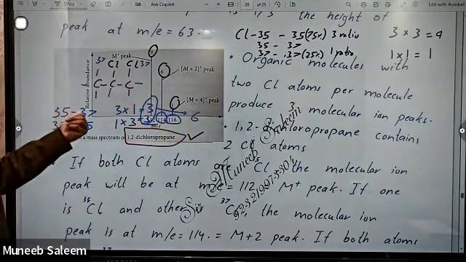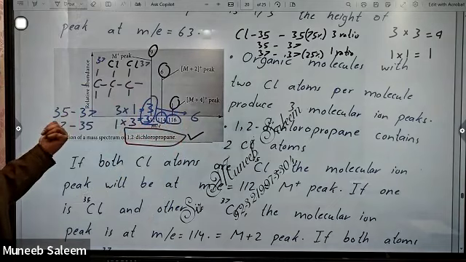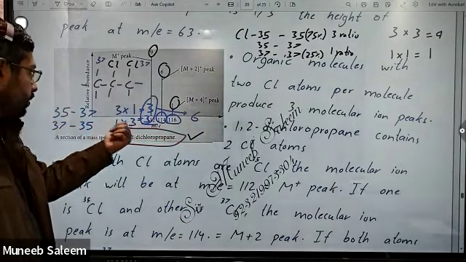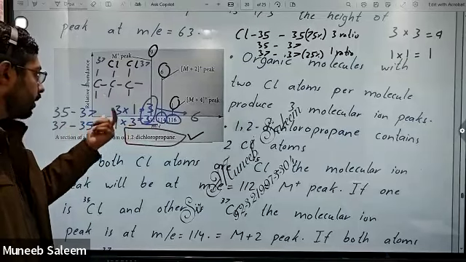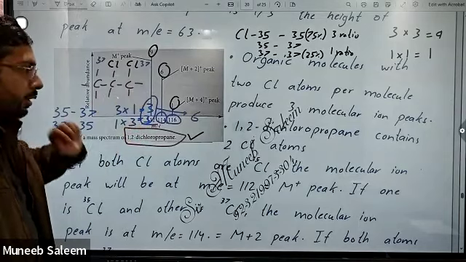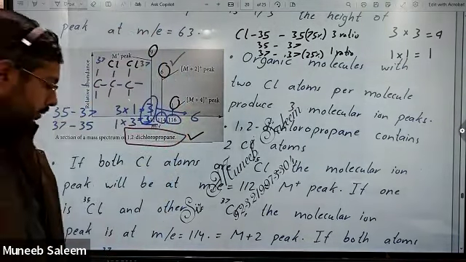So the combination of 35 37 is 3 into 1 in terms of their ratios, and the combination of 37 35 will give me a value of 1 into 3. This is ratio 1 for 37, and this is ratio 3 for 35. Now 3 into 1 gives me 3, 1 into 3 gives me 3. Now I will add these two together, it will give me 6. So that's how this 6 is mentioned in this mass spectrum.